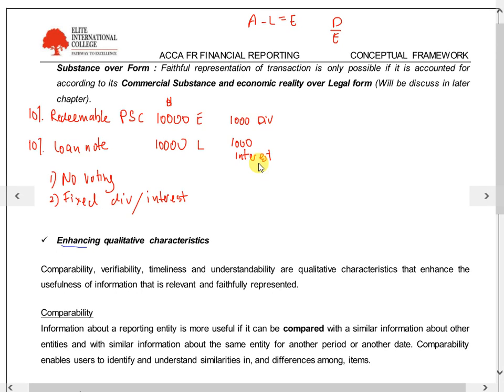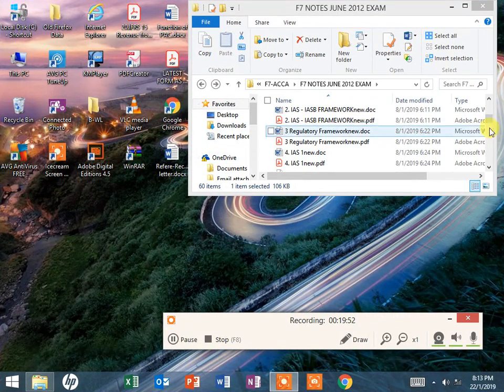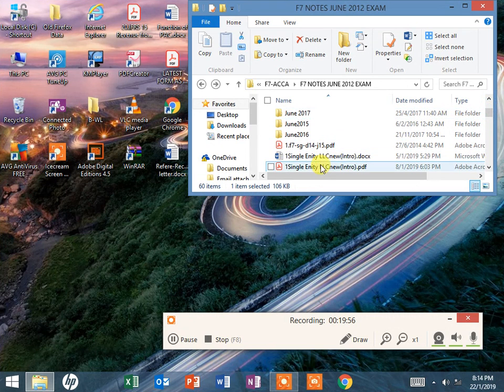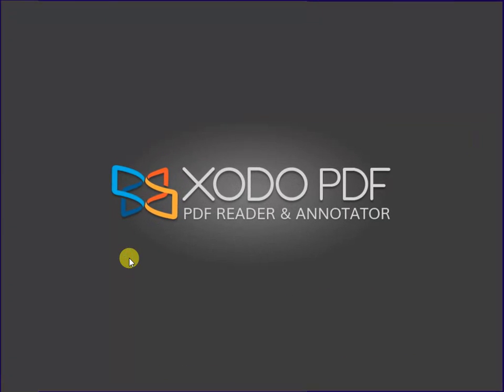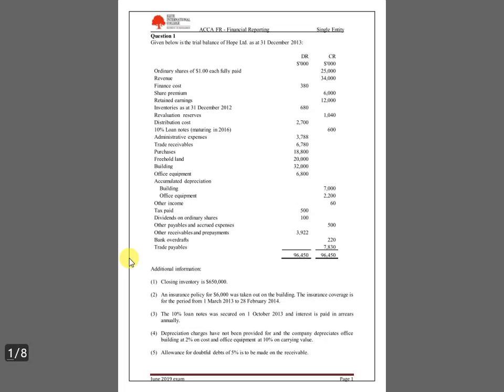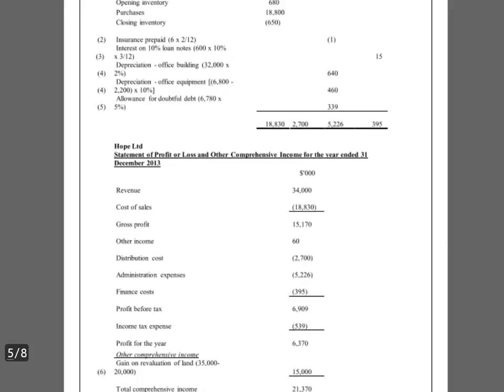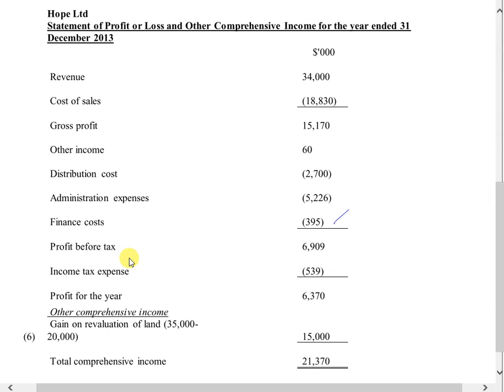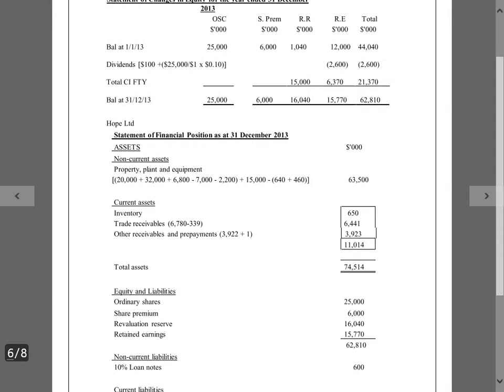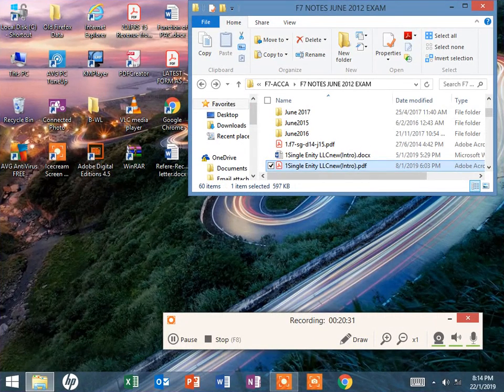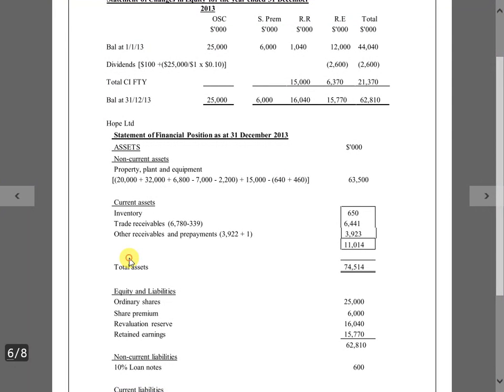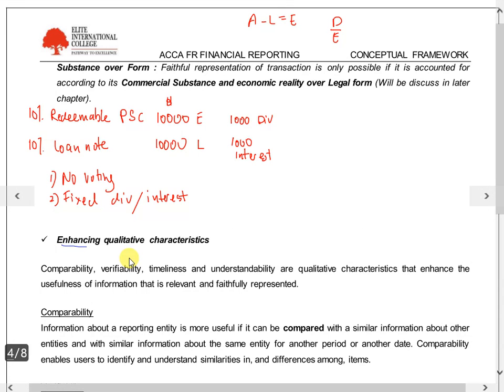Meaning, if you look at chapter one, if interest is here, it will affect our profit, and therefore our profit for the year. But if it's dividend, we don't see it here. You see it in your statement of changes, right? So dividend is called a distribution back to our shareholders, so it won't affect our profit. So when it's redeemable preference share, dividend won't affect our profit, so our profit will improve. This one will affect our profit, it will drop. So you can see the benefit of issuing preference share.